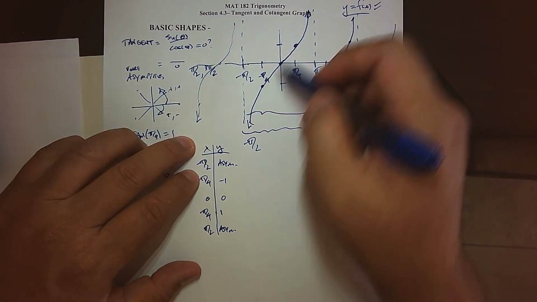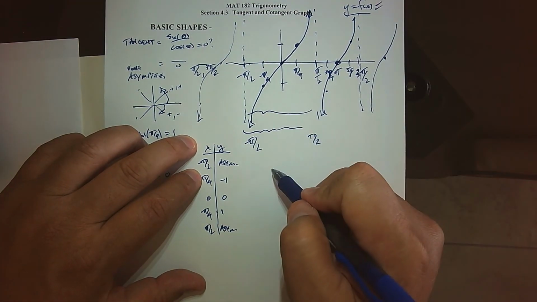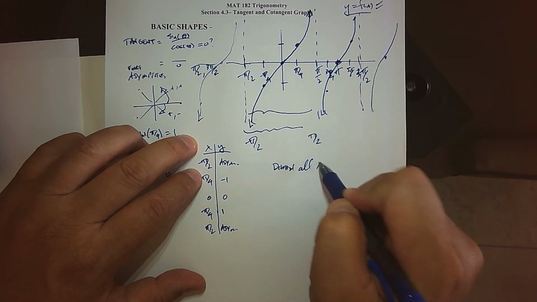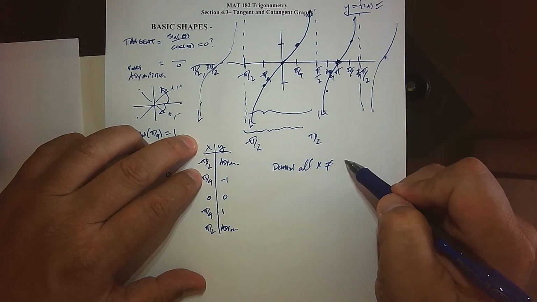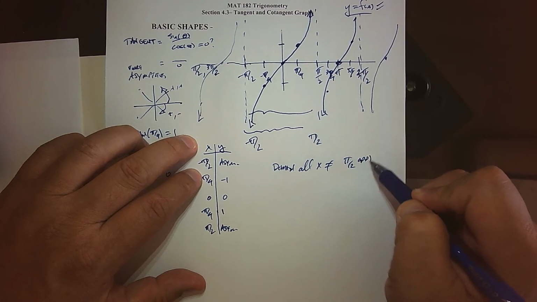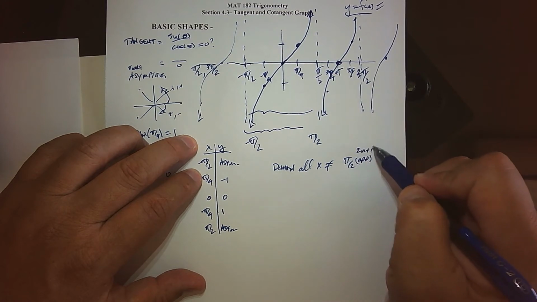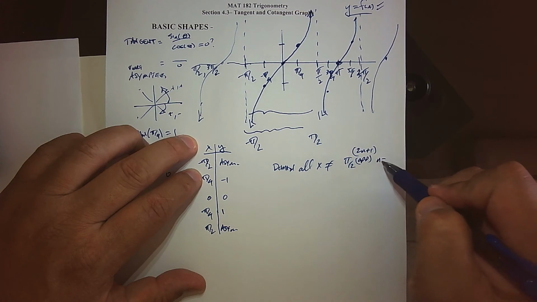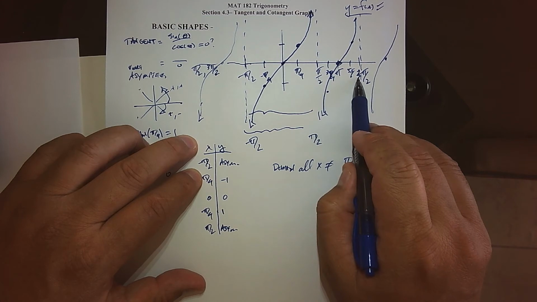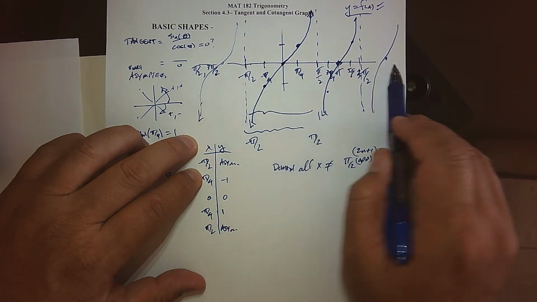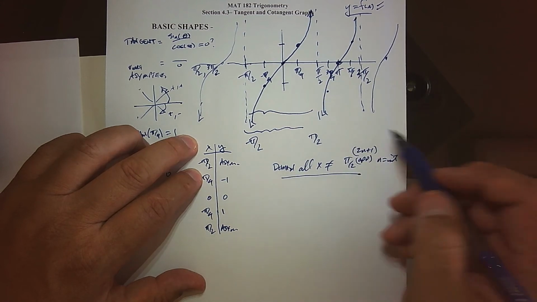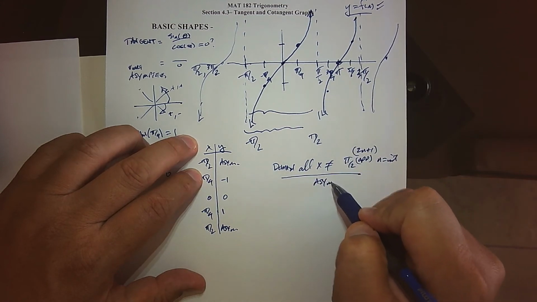What else can we see about a tangent graph? Well, things that we've already seen before. First of all, the domain would be all x not equal to some multiple of pi over 2. And it's actually an odd multiple. The way we do that is we say 2n plus 1, where n is equal to any integer. So at pi over 2, 3 pi over 2, negative pi over 2, 5 pi over 2, 7 pi over 2, our domain consists of all those, and we have asymptotes.